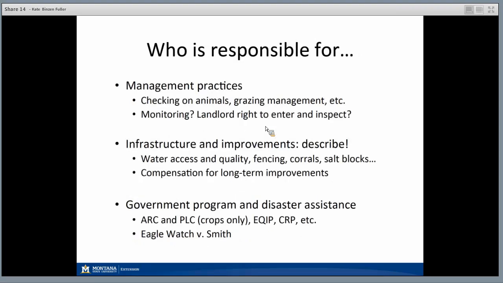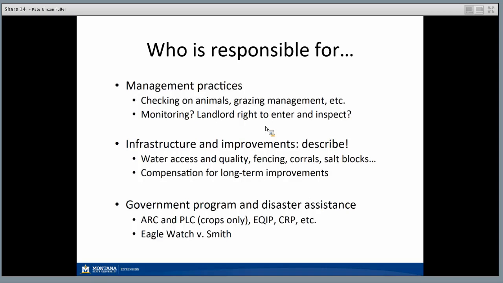So okay, back to thinking through who's responsible for what. A couple of major things: management practices. So who's going to check on animals? Who's going to set the grazing management plan? Monitoring.